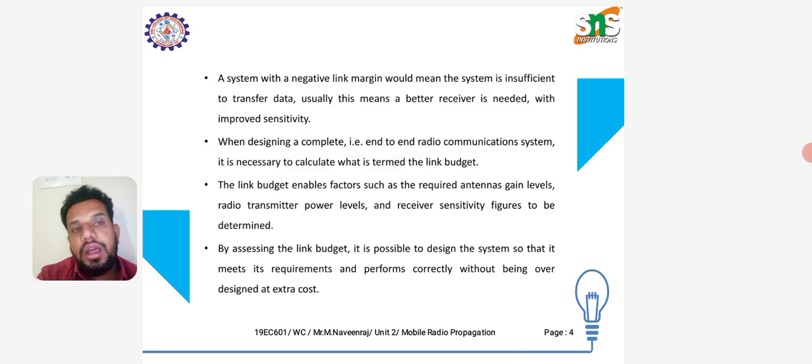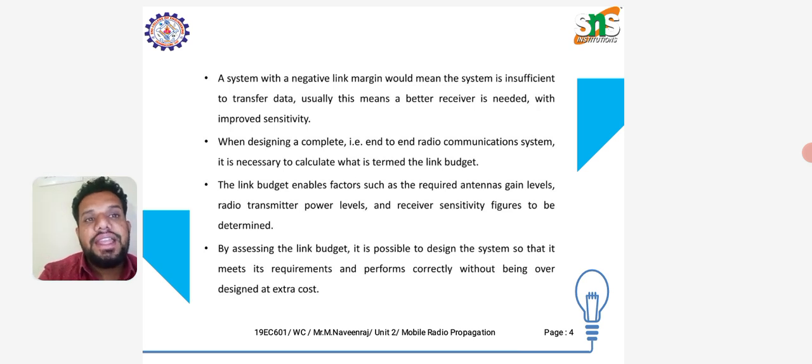Now we are discussing the free space propagation model, in which link budget design is a very important concept. We have seen in the last class what a negative link margin is. That means if you have a negative link margin, we have to improve the sensitivity of the receiving antenna also.